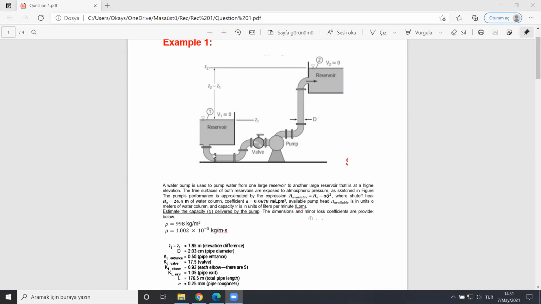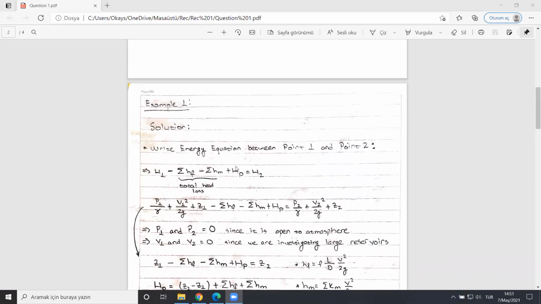Okay, let's continue. When we write the energy equation between point 1 and 2, what do we have? We have the total at point 1 minus the major head loss minus the minor head loss plus the pump head will be equal to the total at point 2. So it will be something like this. This is the total at point 1, major head loss, minor head loss, pump head, which will be equal to the total at point 2. So what is the total at point 1? Of course, the pressure head, velocity head, and the elevation head. Same for point 2 as well. Pressure head, velocity head, and the elevation head.